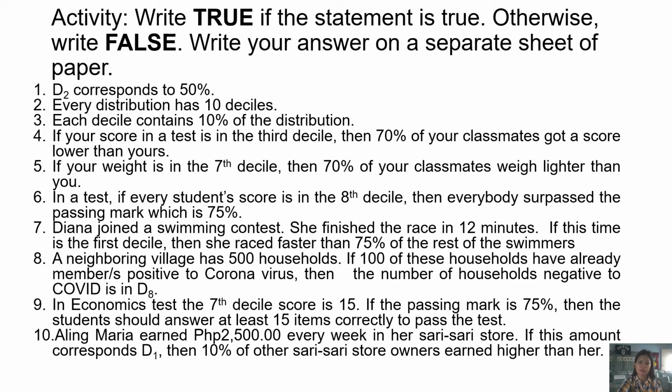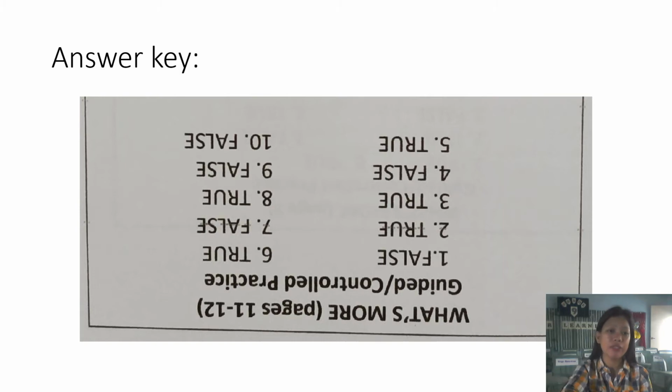And we have the answer key from the previous activity. Number 1, false. 2, true. Number 3, true. Number 4, false. 5, false. 6, true. 7, true. 8, false. 9, true. 10, false.